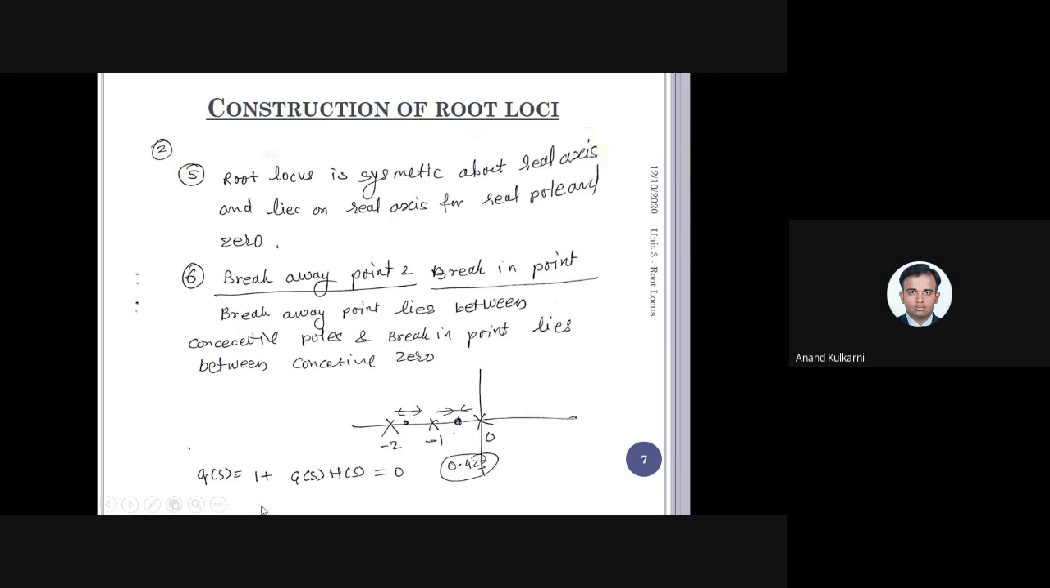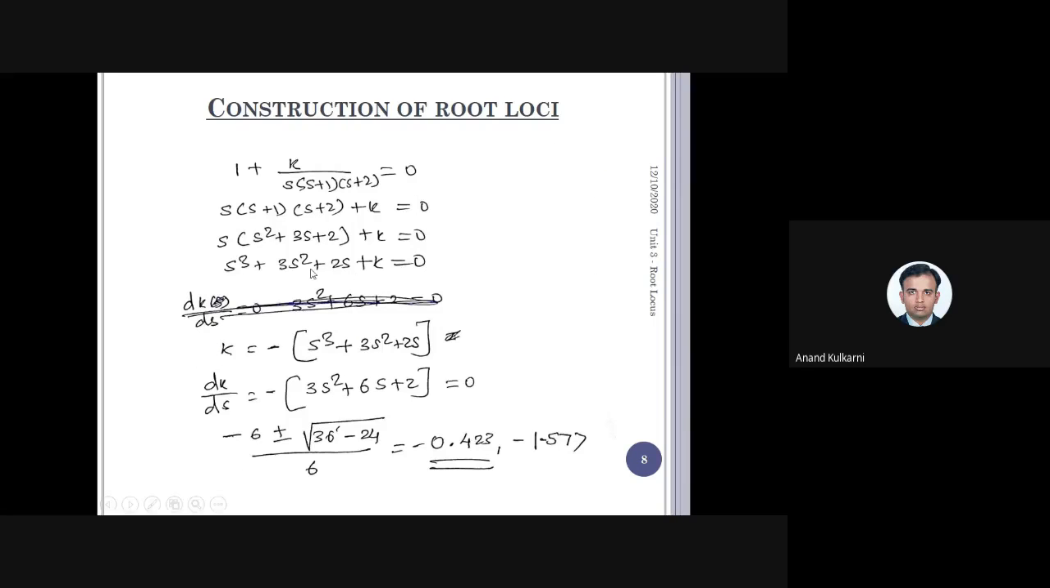For that, first find out the characteristic equation. The characteristic equation is 1 plus G(s)H(s) equal to 0. That you have done in the Routh stability criteria. I will do that. 1 plus, this is G(s). H(s) is 1, so I have not considered H here. So 1 plus G(s) only I have considered, and that I have equated to 0. If you take this as LCM, it will come here. And when you take this LCM this side, it will get multiplied by 0, so it will become 0. Then it will become s into (s plus 1) into (s plus 2) plus K is equal to 0.